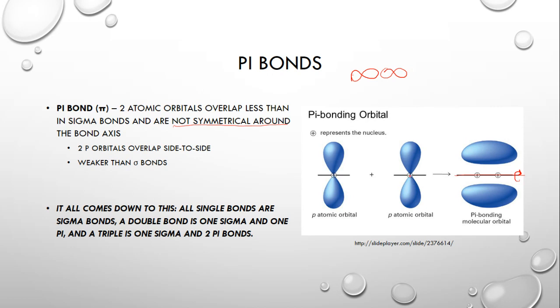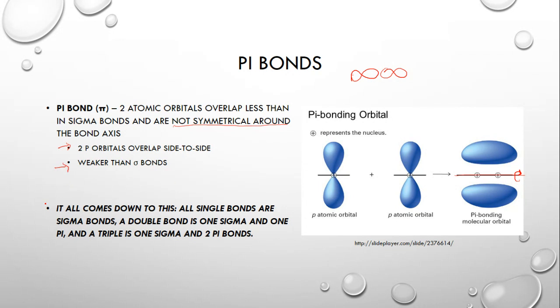It is not the same the whole way around. So these are called pi bonds. They are weaker than sigma bonds. So what do I want you to know at this point for test material? I want you to know the definitions of sigma and pi bonds, and I want you to understand what can make them and their strength.